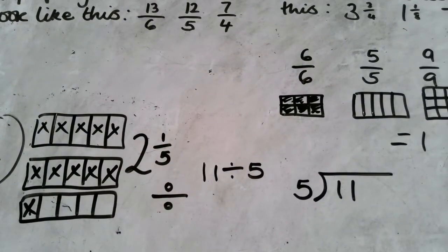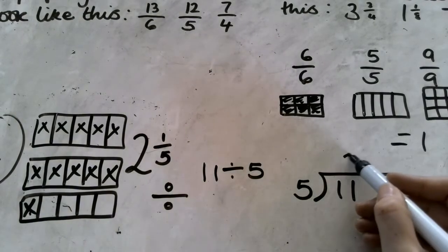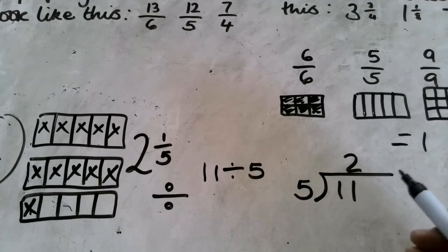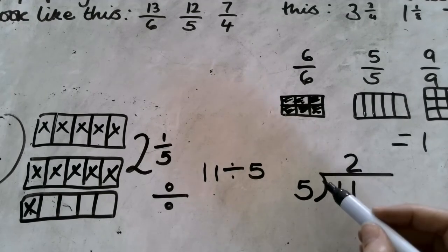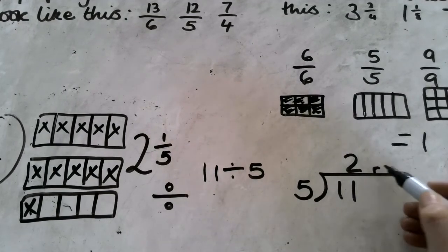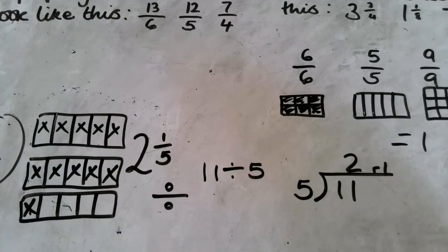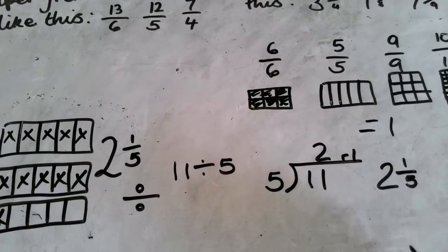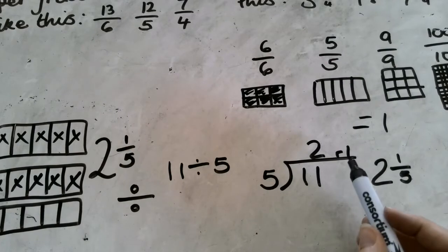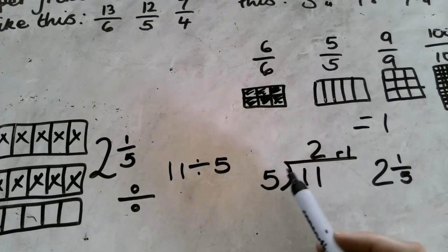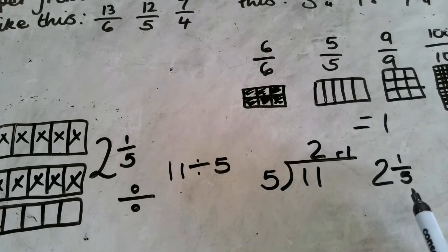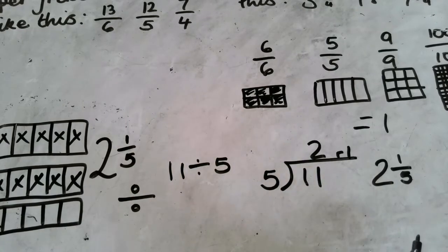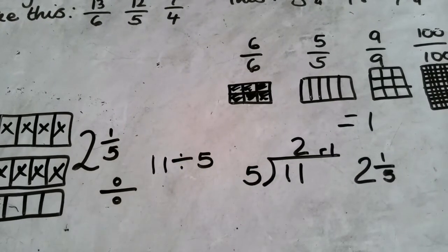How many 5s go into 11? So we know that's 2. And how many's left over? So 2 5s are 10, which means there's 1 left over. So we could write 2 remainder 1, which is the same as 2 and 1 out of 5 remaining. Our remainder is 1 and our divisor is 5. So we could say 2 remain with 1/5 remaining.